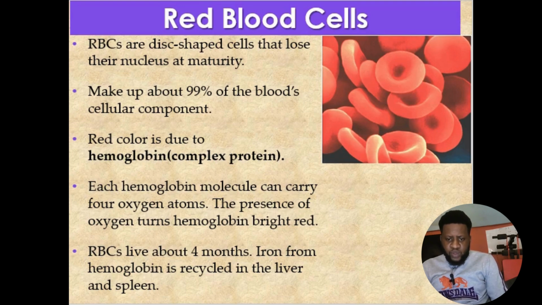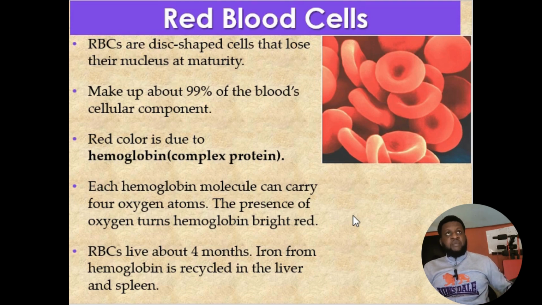Then we have the hemoglobin. That's a complex protein that makes them magnetic as far as oxygen is concerned. The hemoglobin is what increases the affinity they have towards oxygen. That's why it is the red blood cell and not the white blood cell that attracts oxygen, because of this heme group that they possess. They carry about 4 oxygen atoms, and that's what gives them that bright red color.